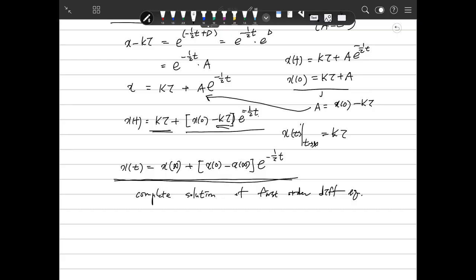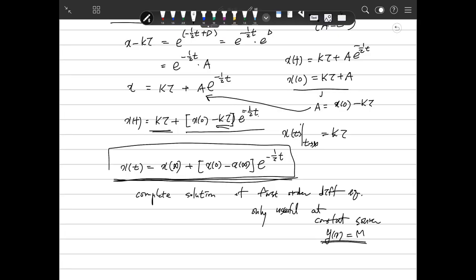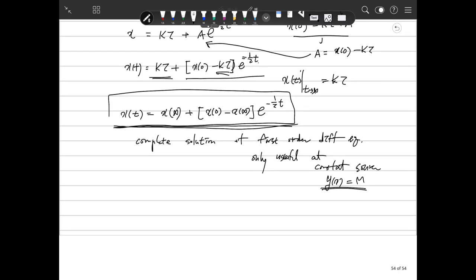In this case, it is useful only for a constant source. That means the input is a constant value, like here. Then you can use this equation in general form. Then we need to know the meaning of it, so we can get some insight from this equation. It's not difficult.